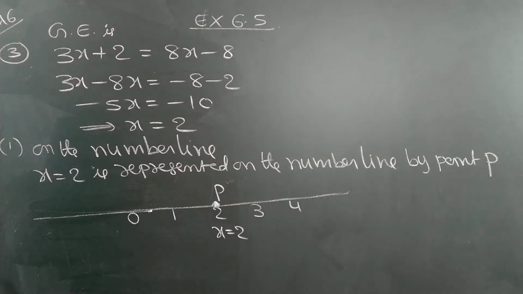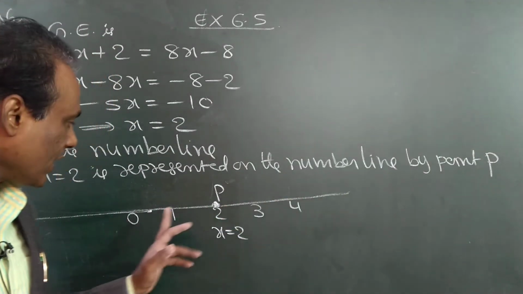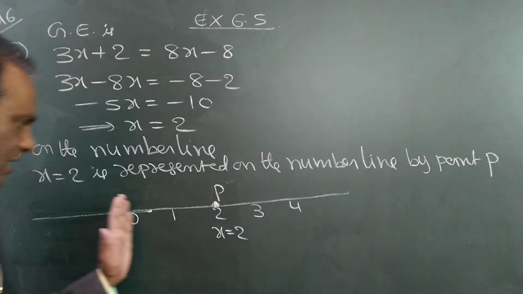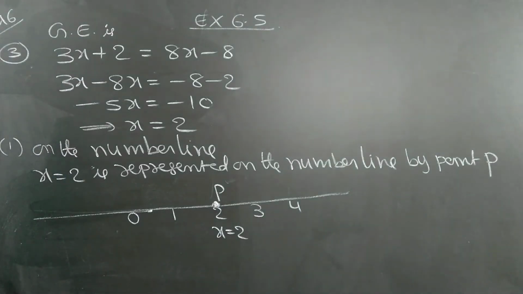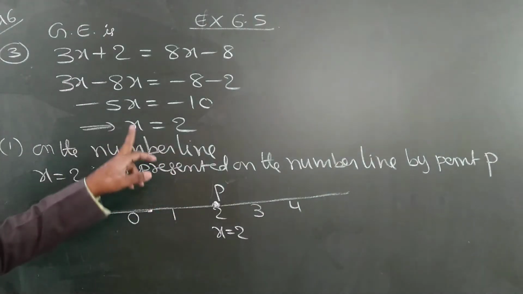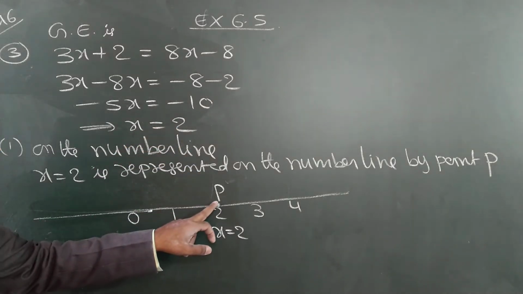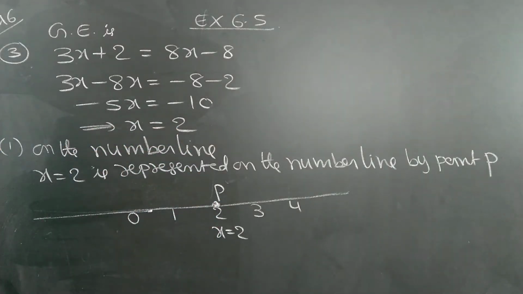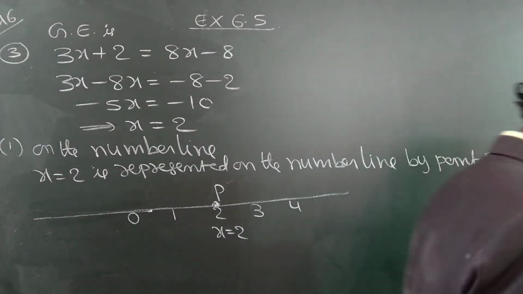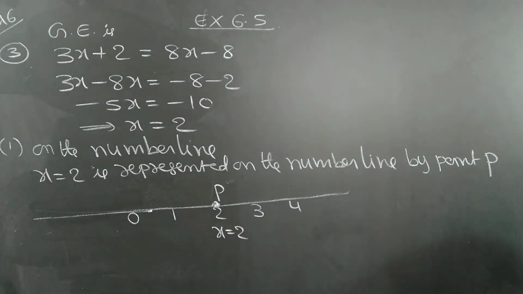Number line means draw the line. On it take 0, 1, 2, 3, 4, minus 1, minus 2. That is the number line. Where do we have to mark the point? X is equal to 2. Mark the point. That's all. Complete it. And the second bit is the Cartesian plane.